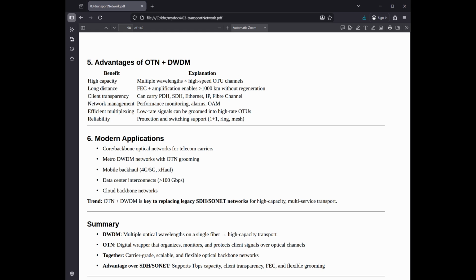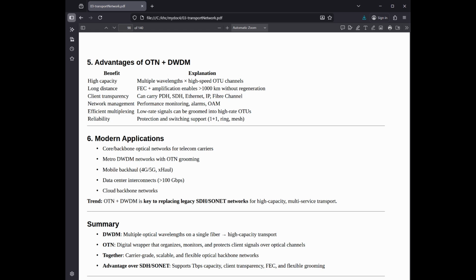Modern applications. In the modern digital landscape, the combination of OTN, Optical Transport Network, and DWDM, dense wavelength division multiplexing, serves as the unseen foundation of the Internet. While consumers interact with IP and Ethernet, OTN and DWDM provide the high-capacity, long-distance infrastructure that makes global connectivity possible.